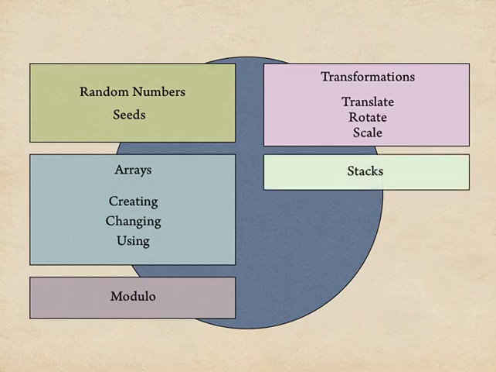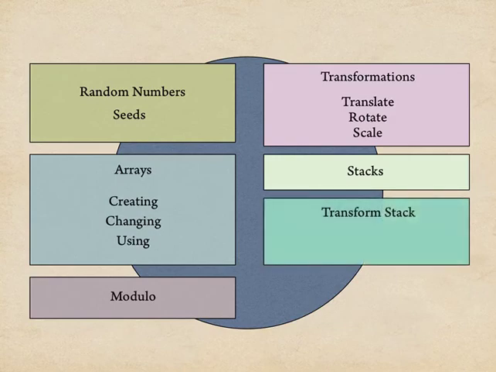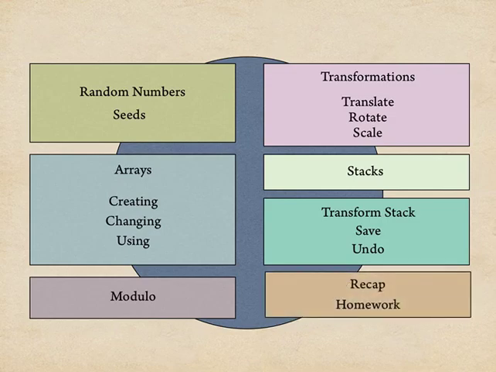We'll talk about the idea of a stack. This lets us set undo points and return to them. And then we'll see how to use a stack to create a transform stack, where, again, we save and undo. With random numbers, arrays, and transformations and the transform stack under our belt, we're set for the week. So we'll recap, and then I'll give you some exciting homework for this week.